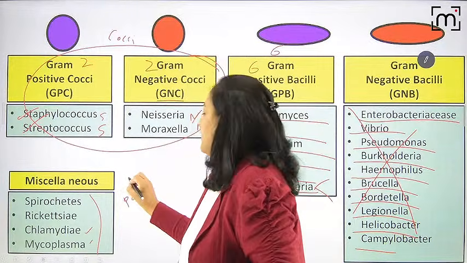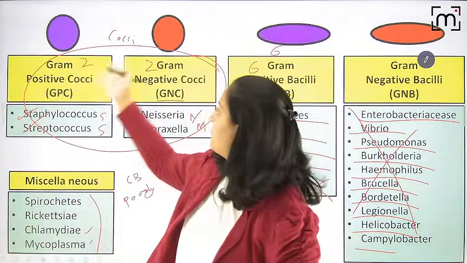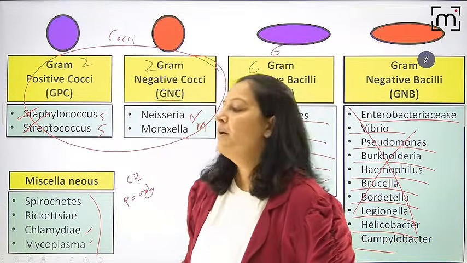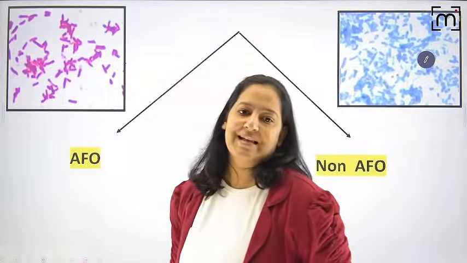Number 1. Number 2, they are cocobacilli. Sometimes they become cocci, sometimes they become bacilli. So we can't put them in one category. They are pleomorphic. They don't have a fixed shape. That is the reason. So people, basics, learn the classification. Please everyone learn this classification.